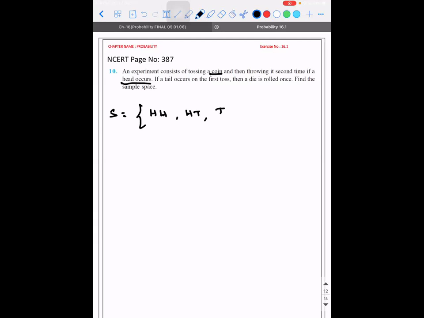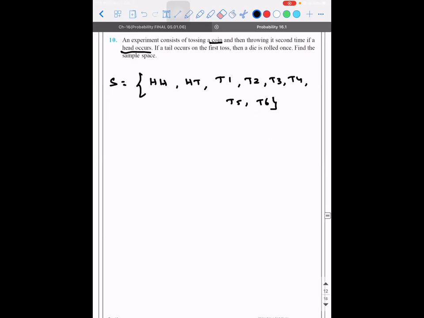Whereas if tail comes in the first attempt, then a die is rolled once. So he'll get T1, T2, T3, T4, T5, and T6. Guys, is it clear? So this is the sample space. Shall I move on?